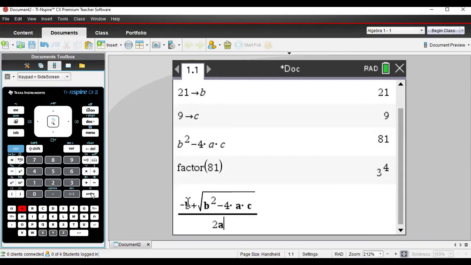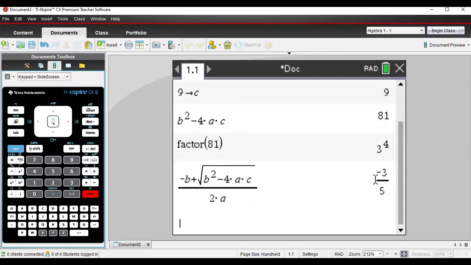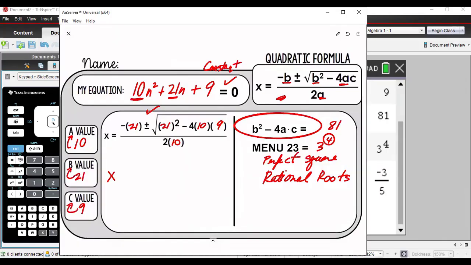From here, you press enter, and it tells you that one of your rational roots is going to be -3/5. So we can go back to my iPad, and one of our roots is -3/5. We know we have another rational root coming up, so let's go find that.